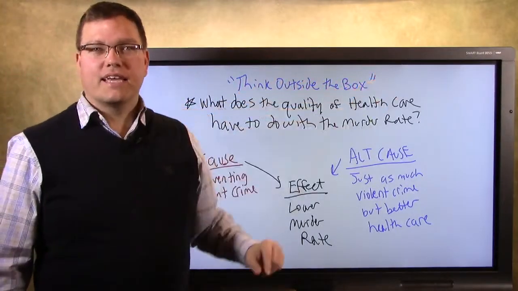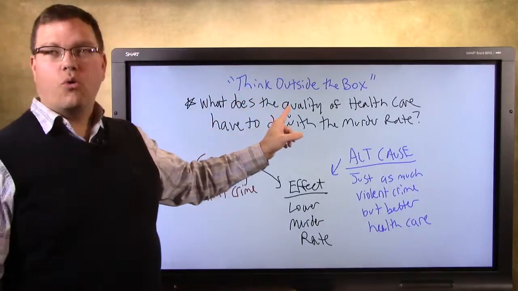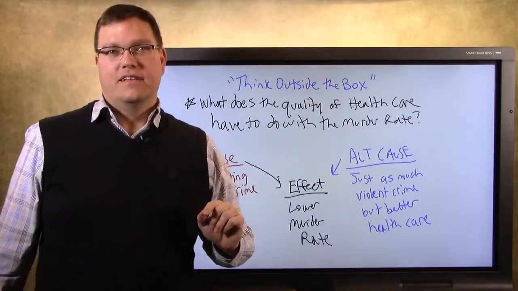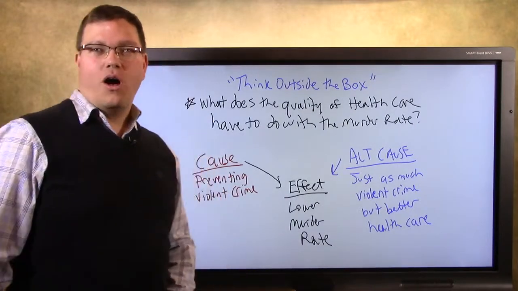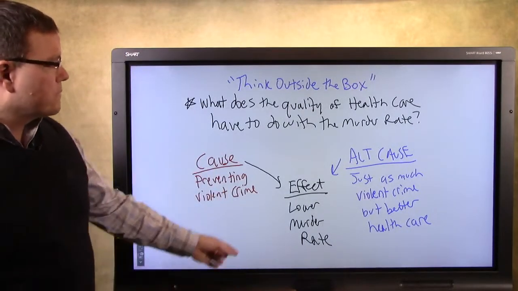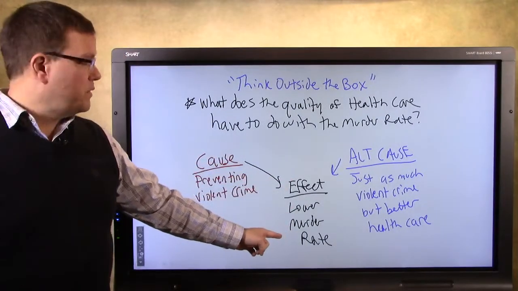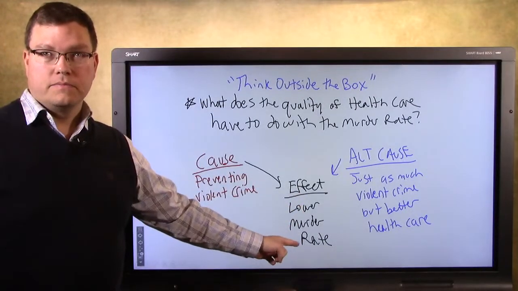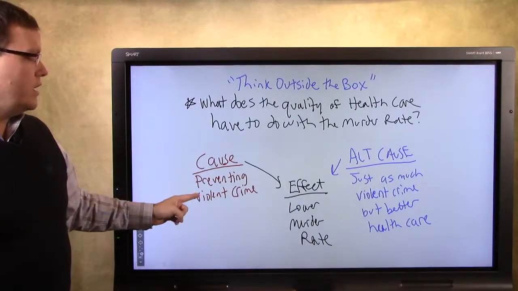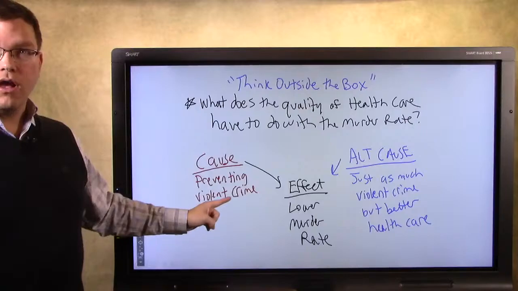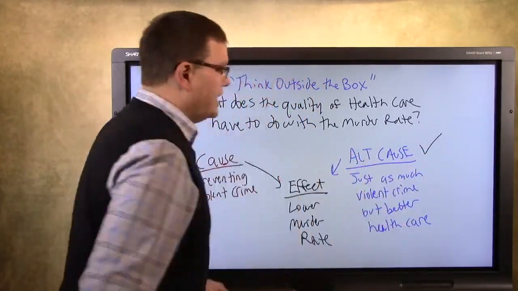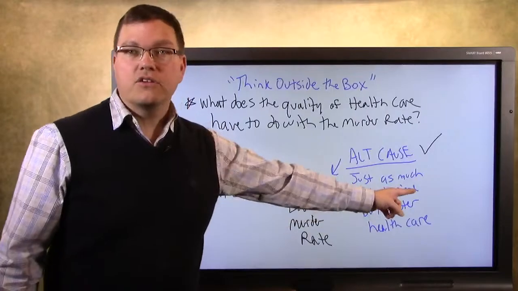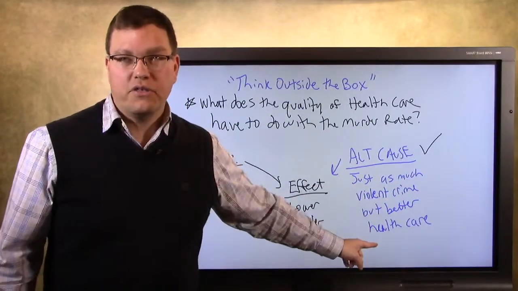Think outside the box, guys. What does the quality of healthcare have to do with the murder rate? How is it that we're looking at the quality of healthcare? Well, the effect that we are trying to explain is a lower murder rate. The supposed cause is preventing violent crime. But the alternate cause is, hey, there's just as much violent crime, but with better health care.